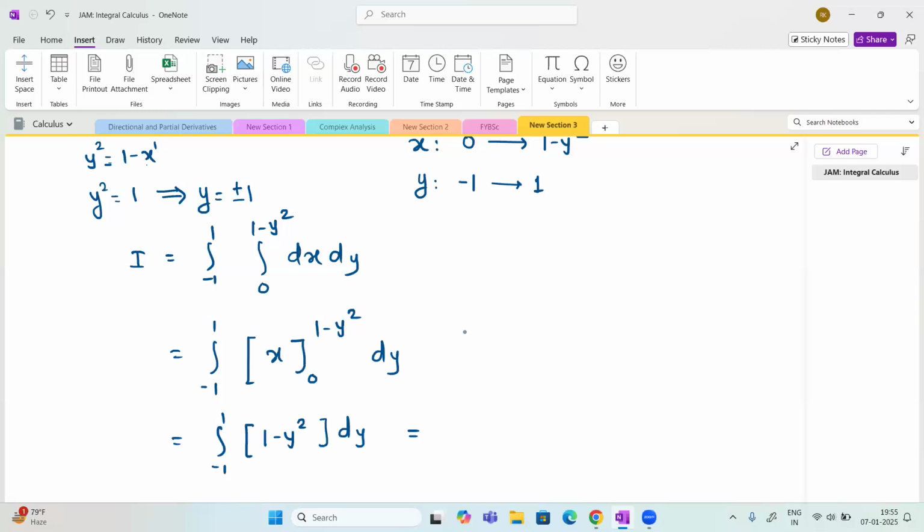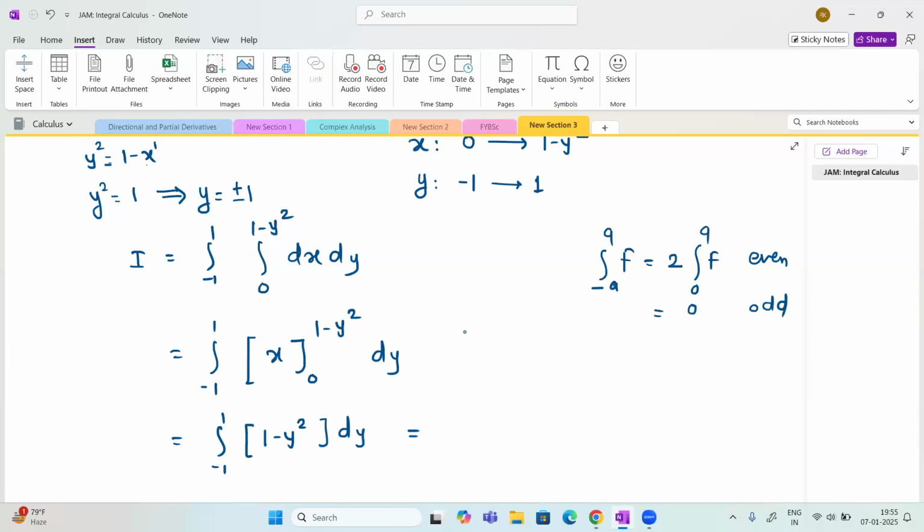Yes, sir. Since powers are even, and when you have limits like this, minus a to plus a, and the function is even, then what we do, we write 2 times 0 to a if the function is even, and if the function is odd, what will be its value? 0. It will be 0.